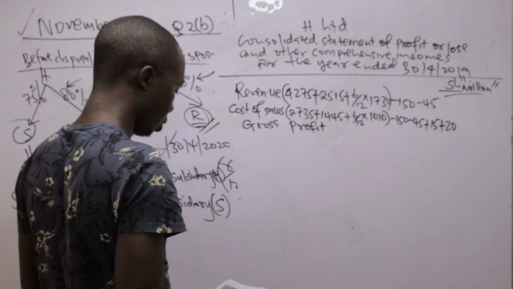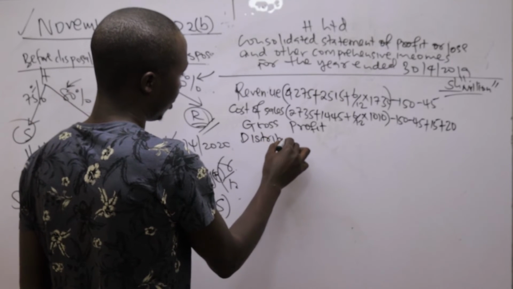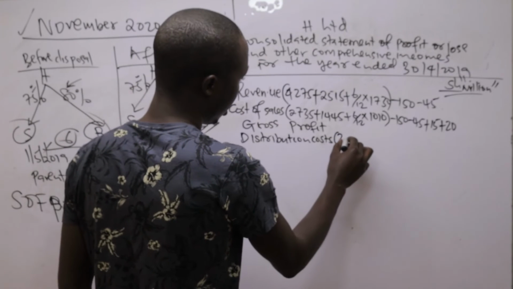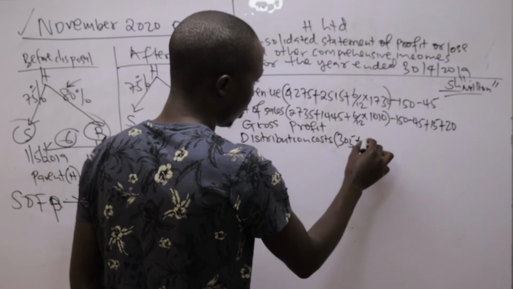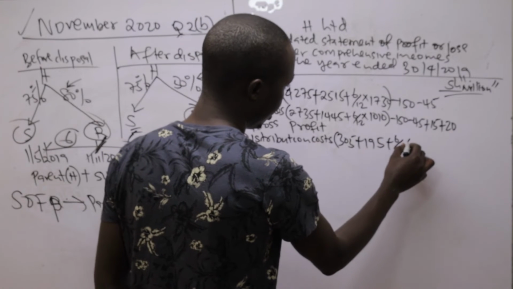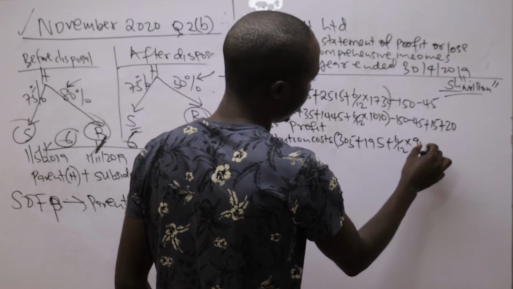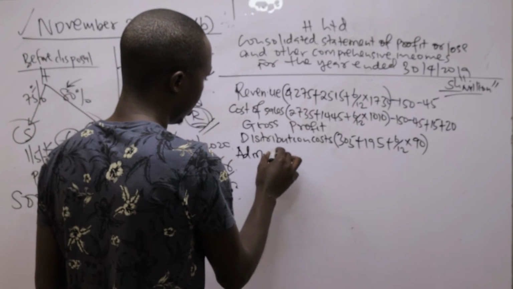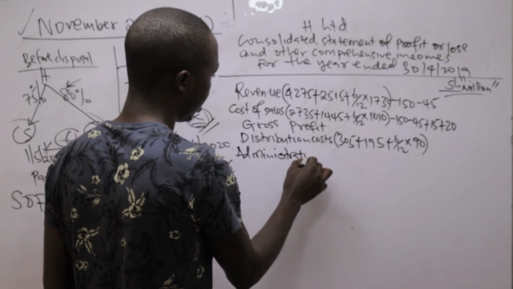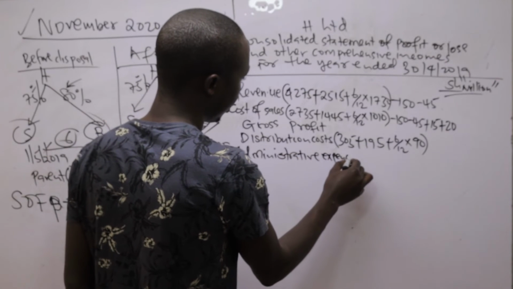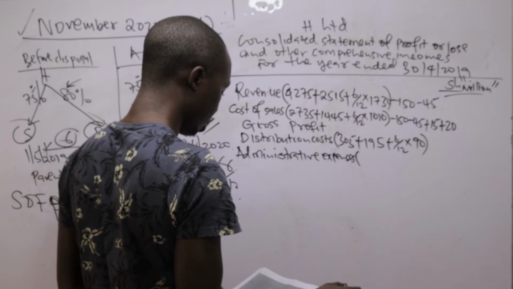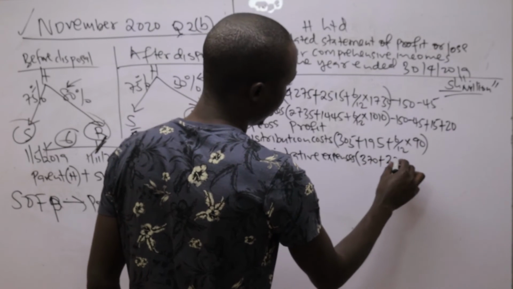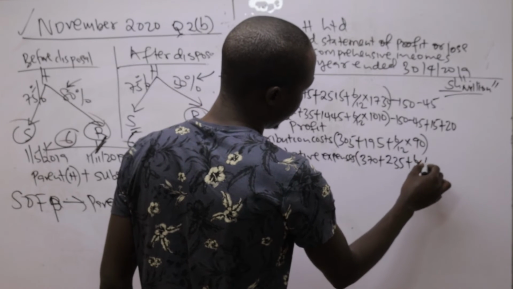Once we have a gross profit, we go to distribution cost. For the distribution cost, 305 plus 195 plus 6 over 12 times 90. Then we go to administrative expenses. For the admin expenses, 370 plus 235 plus 6 over 12 times 120.